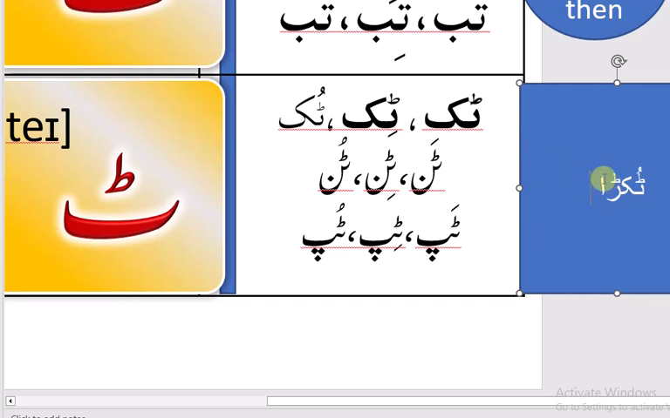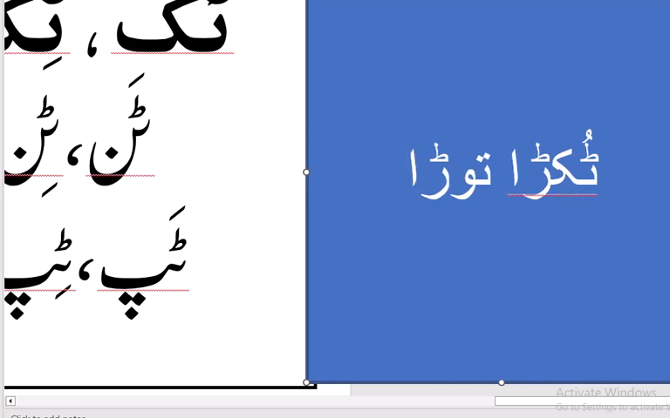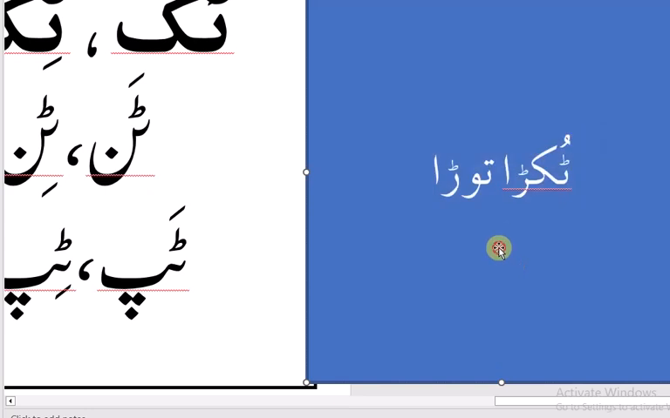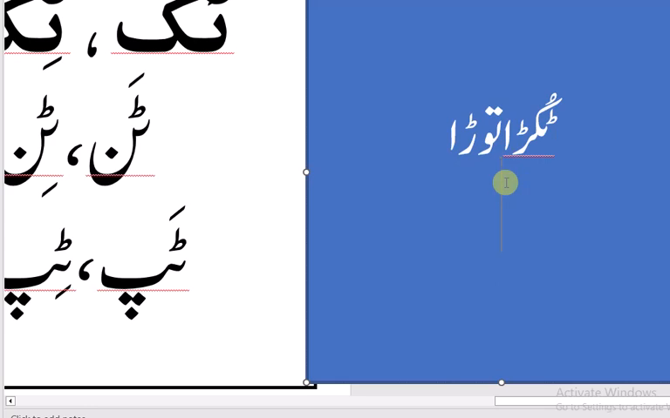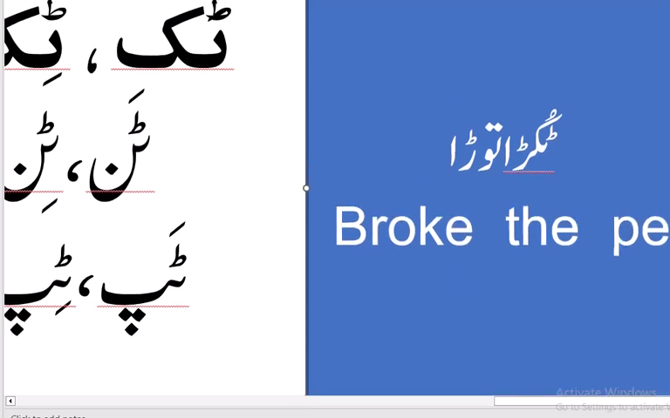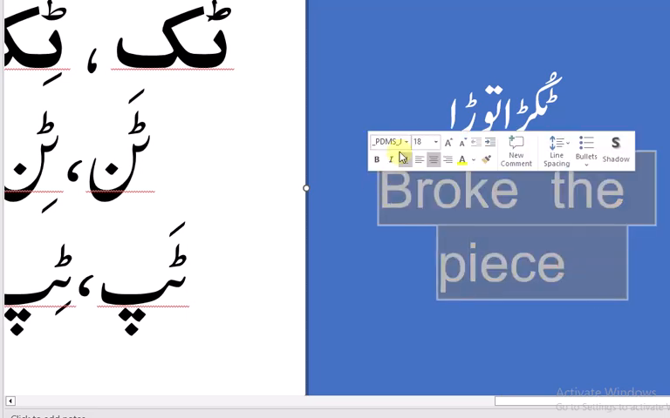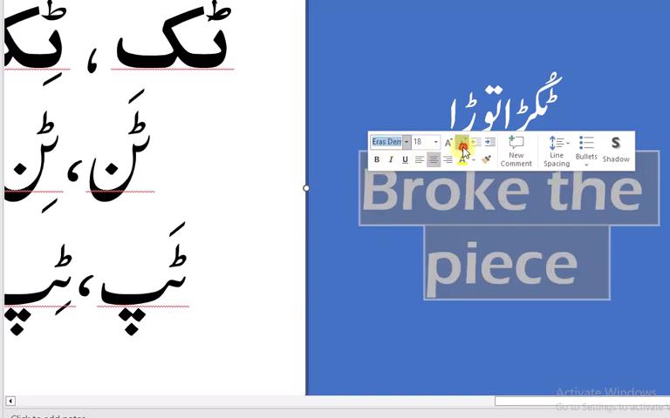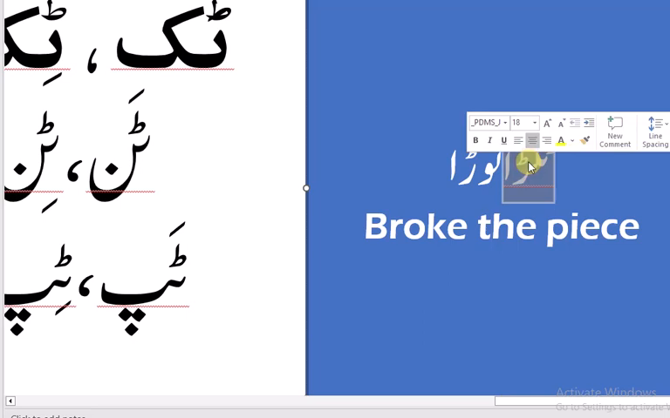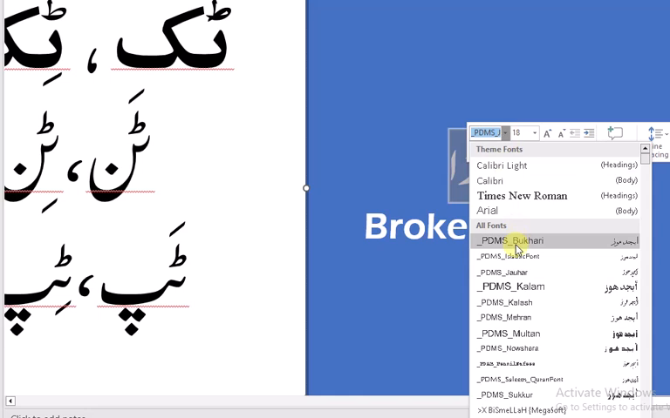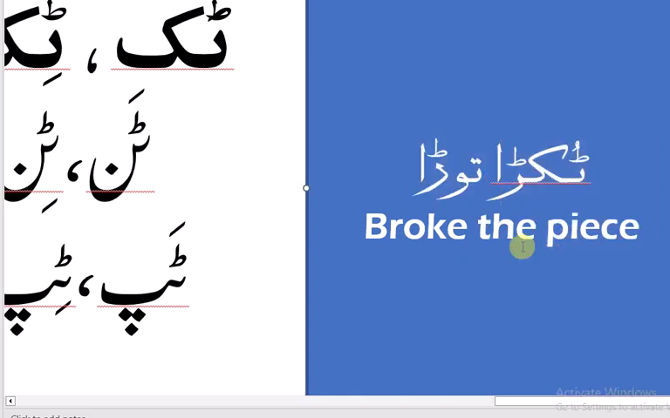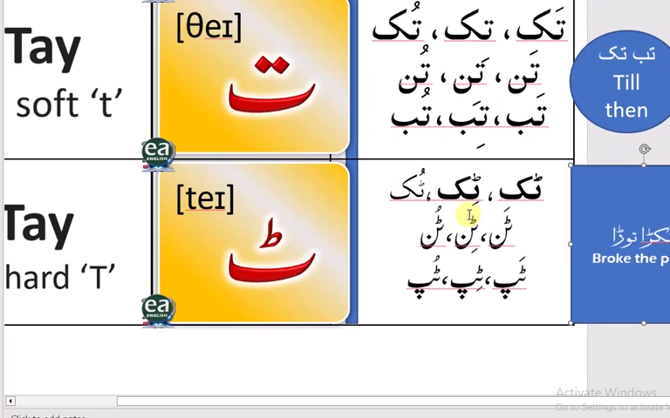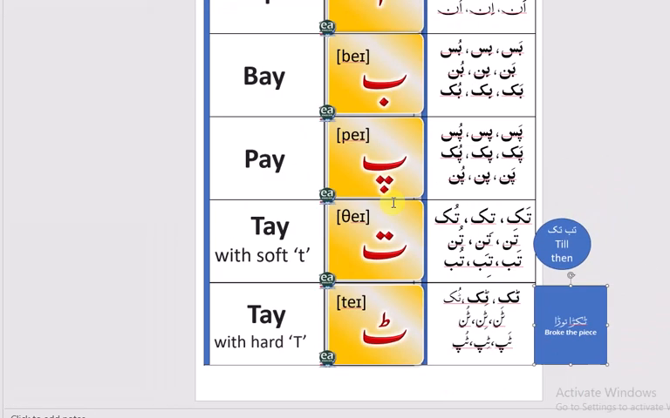And if I want to say te, waw, re, alif, toda. So what will it be? Tukda toda. Tukda means a little piece of something. Broke the piece. Tukda toda means broke the piece. Okay. I want to send you this page.